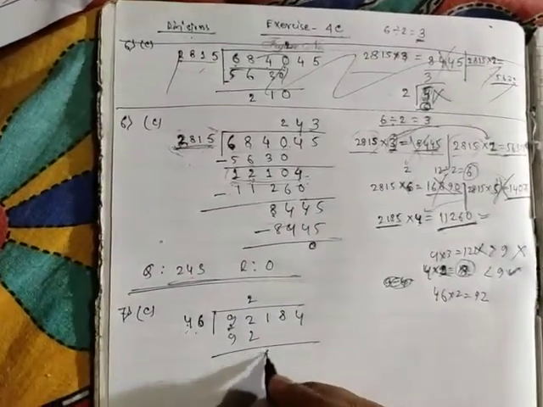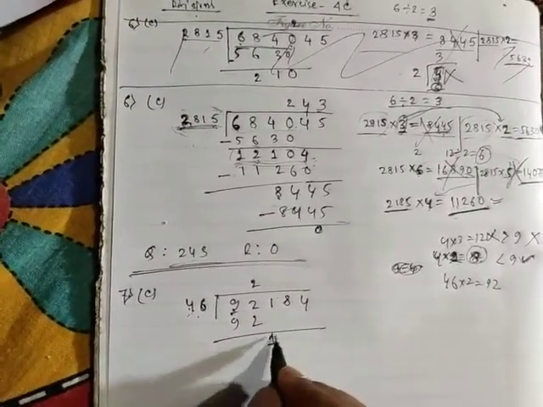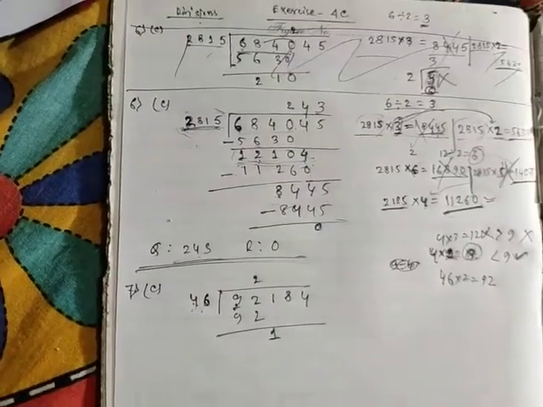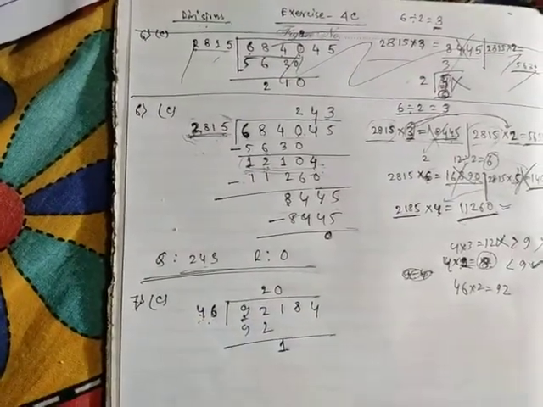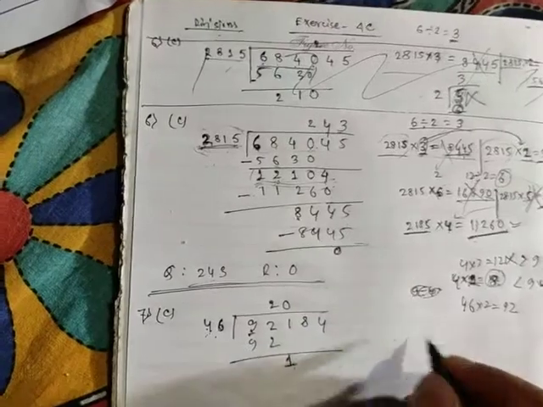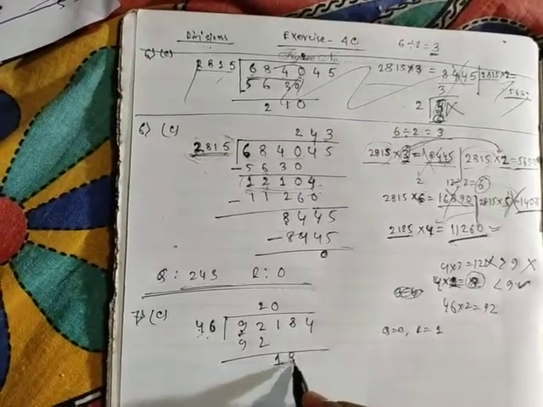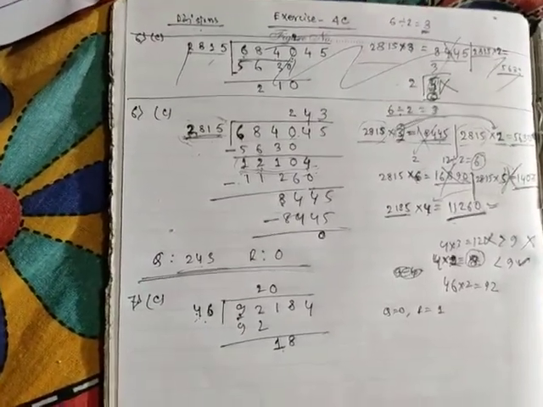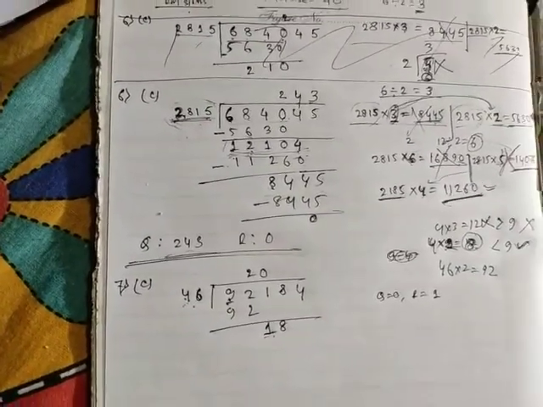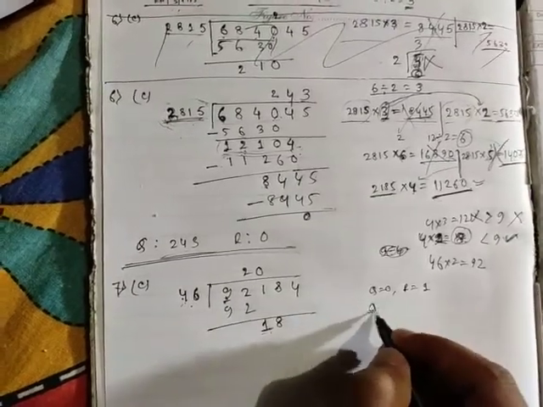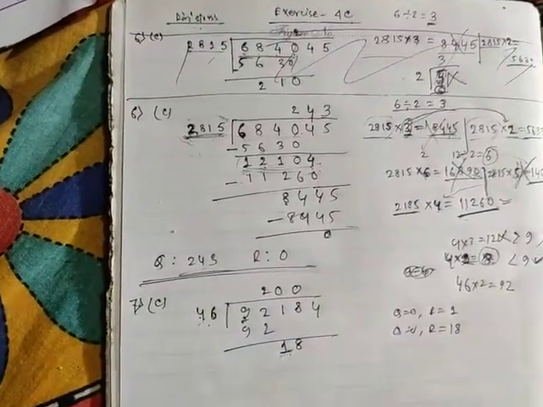Bring down one digit, 1. Now see, 1 is less than the whole number 46, so division is not possible. So here the quotient is 0, the remainder is 1. Now bring down one more digit. Now 18. 18 is again less than 46. Again the division is not possible. So again the quotient is 0, the remainder is 18.